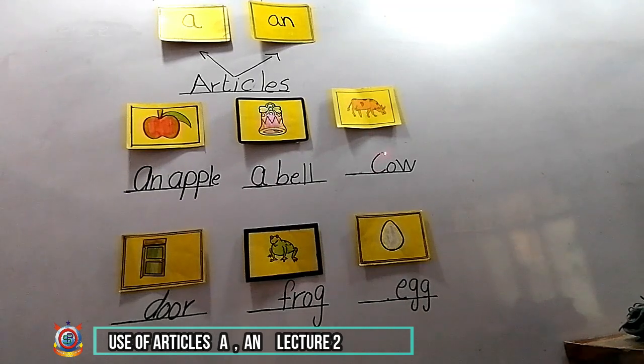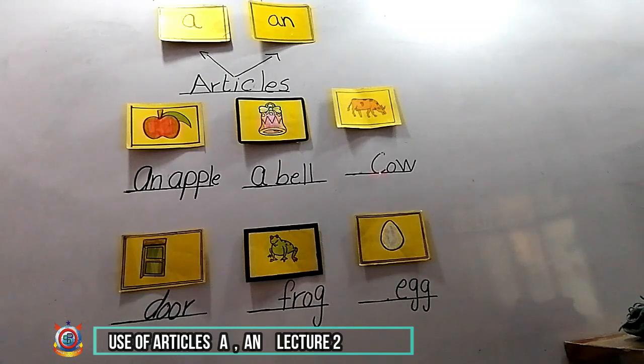Okay. The starting letter of cow is C. So, tell me about the C. Is it consonant or is it vowel? Come on, students. Answer me. Is it consonant or is it vowel?